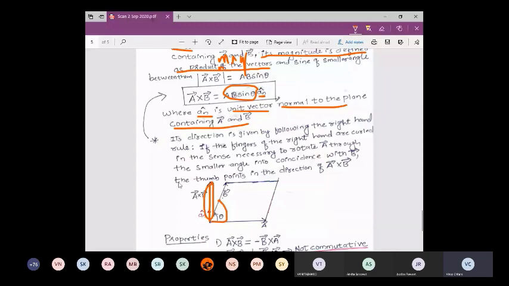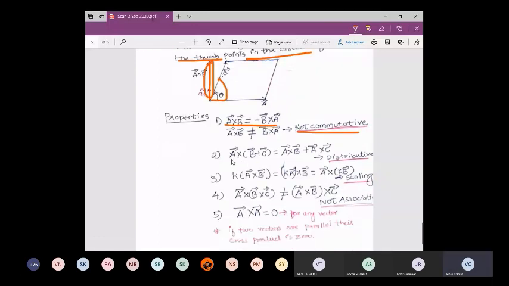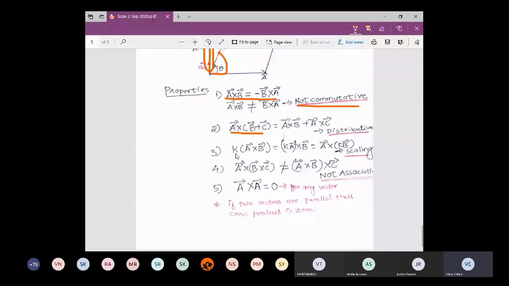Here we have an interesting fact: A cross B is not equal to B cross A. That is, it is not commutative, whereas it is distributive over addition. That is, A cross (B plus C) is A cross B plus A cross C. Scaling is also applicable: you can first scale A and then do the cross product, or first scale B and then do the cross product.